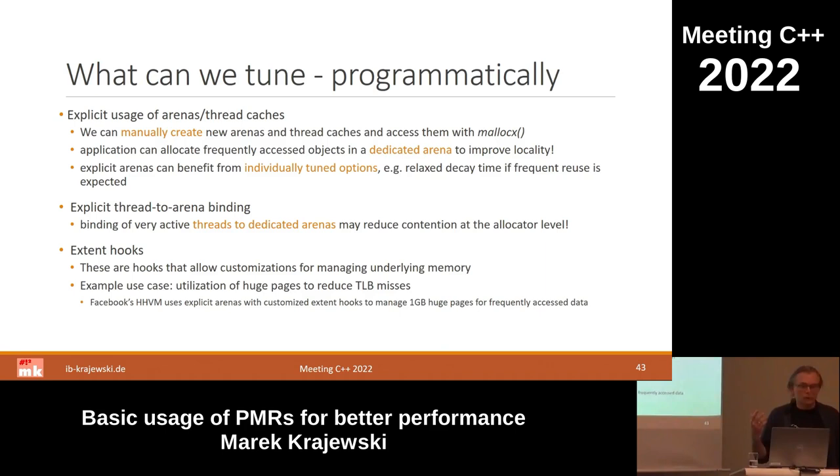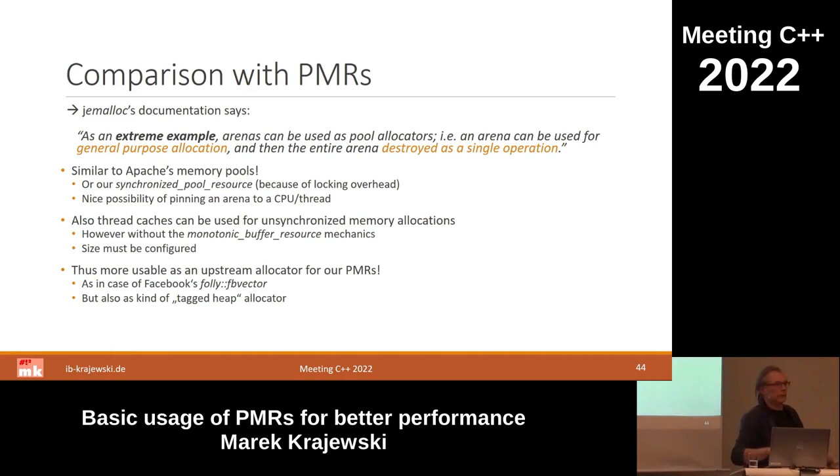So, we have time. Comparison with PMRs, because there are some similarities here, and the mechanisms are not that different. But first, what the jemalloc developers say: as an extreme example, we can allocate an arena and use it as a pool allocator, because internally it will have this gradation for different object sizes. Then we do general purpose allocation on it, and then the entire arena gets destroyed in a single operation, and so on.